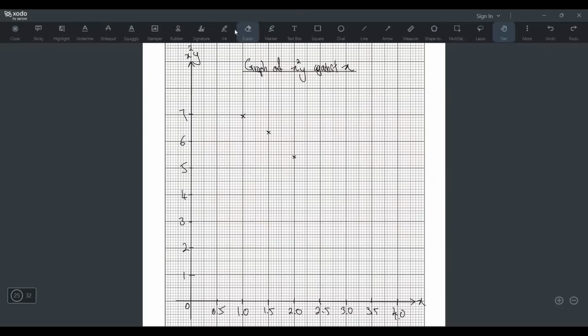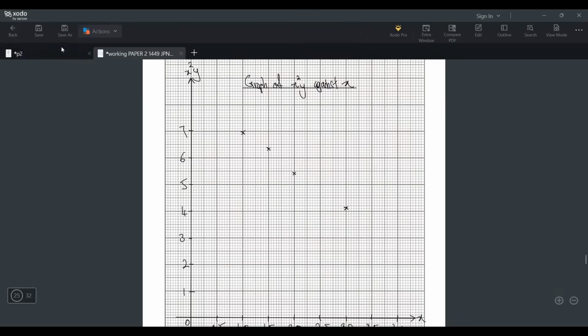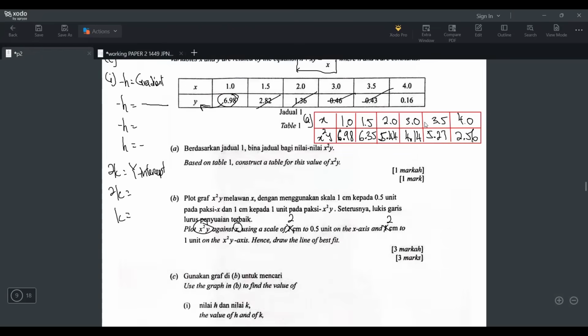Let's go. 3.0, 4.14. So 3.0 is here, right? 4.14, okay, 4 naik 1 kotak is 4.1. And then naik sikit is 4.14. Yeah, 4.1 naik sikit. Okay. So 4 naik 1 kotak and then naik sikit. Okay, done. What's the next point?